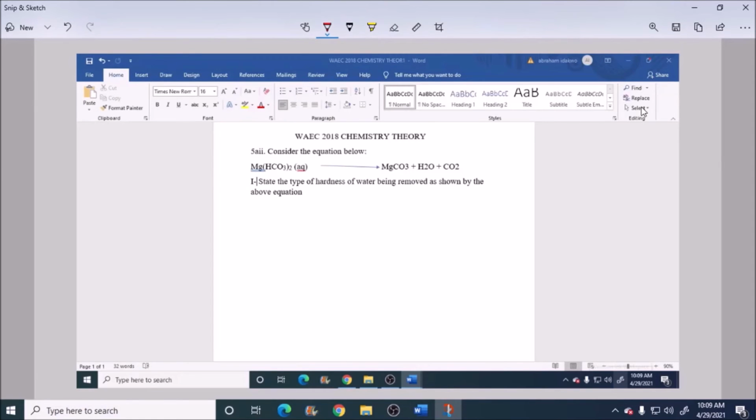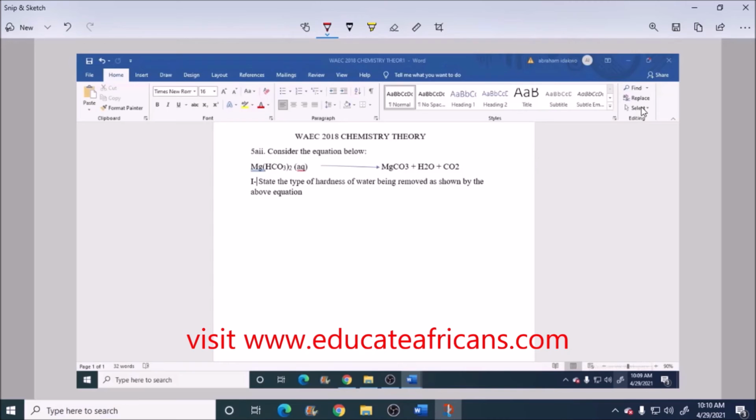Hello, welcome to Tclassified. Today I will be answering WAEC 2018 Chemistry Theory, question 5a, Roman figure 2. It says, consider the equation below. Magnesium hydrogen trioxocarbonate (IV) in aqueous form gives magnesium trioxocarbonate (IV) plus water, and carbon dioxide as a gas evolved. We are asked to state the type of hardness of water being removed as shown by the above equation.